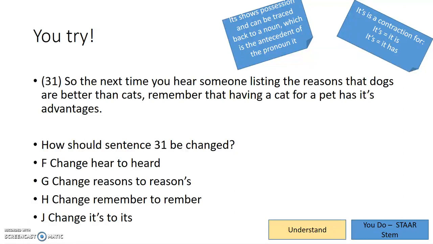I want you to independently think about how this sentence would be changed. I want you to select your answer and write a brief response as to why you chose that answer. Pause the video at this time to allow students to try to show their understanding of what's been taught.